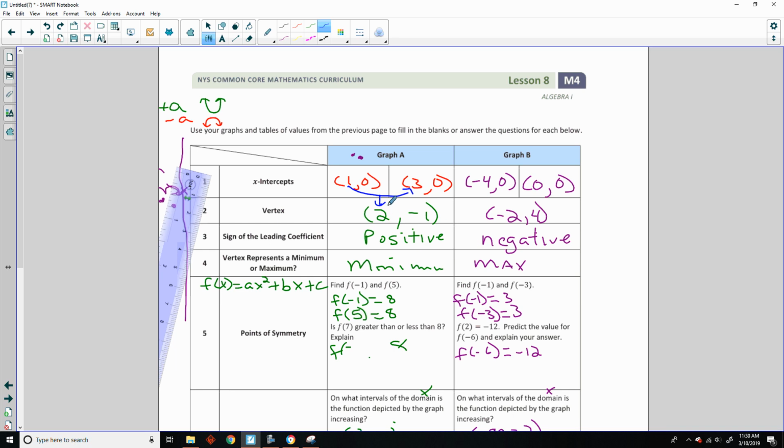So the vertex is the same distance from the two x-intercepts. So 1, 2, 3. If this was 1 and this was 5, this would be 3. Distance of 2 from 1 to 3. 3 to 5 would be 2 as well. So same here. Negative 4 to negative 2, we have to add 2. Add 2 to negative 2, and we're at 0. So the vertex is the midpoint x value of our x-intercepts.